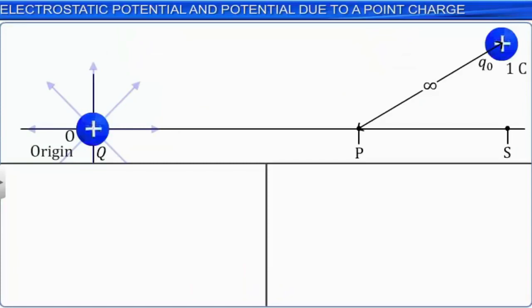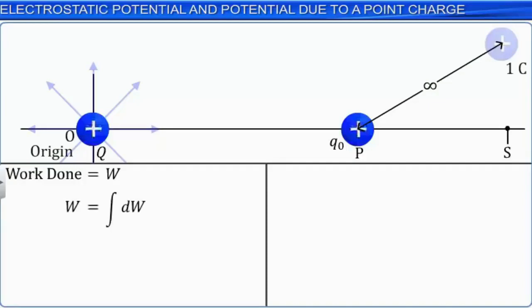Now let us assume that the unit positive charge is brought from infinity to point P in the electric field. And let work W be done for this process. Then W is equal to integral dW. Let this be equation 3. Substituting the value of dW, we get W is equal to minus integral 1 by 4 pi epsilon naught Q by r' square into dr' in the limits ranging from infinity to r. Let this be equation 4.